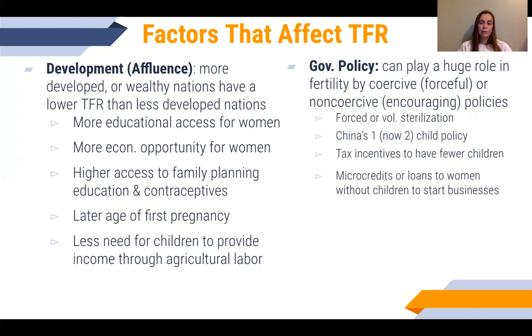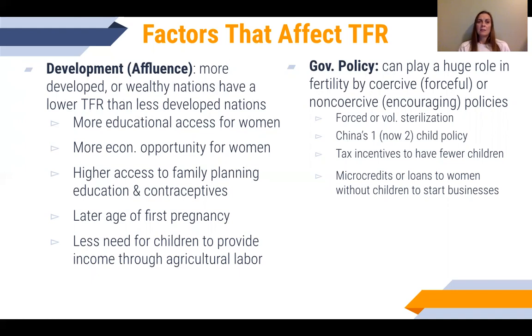Other factors that influence total fertility rate are government policy. This can be coercive, meaning that it is an enforced policy, or it can be an encouraging or non-coercive policy. So you can have forced sterilization in some countries, you have voluntary sterilization in some countries. Some countries have policies that limit the number of children that a family can have. China's one-child policy is a great example of that. That's now a two-child policy, but it definitely was a coercive policy.